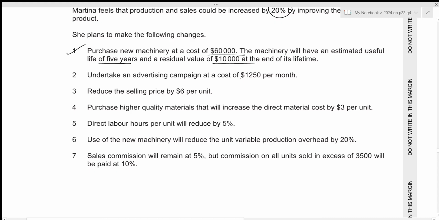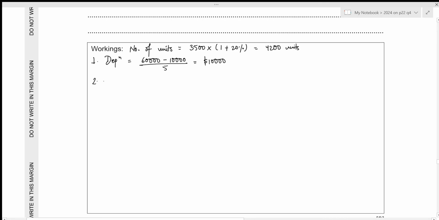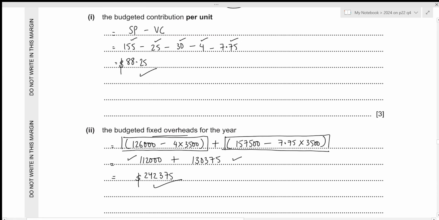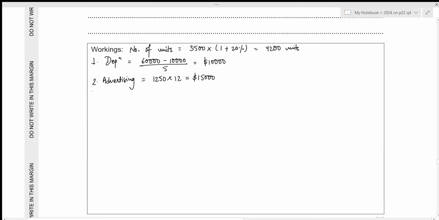Then undertake an advertising campaign at a cost of 1,250 per month. But we need the total advertising for the year. So we just need to multiply 1,250 by 12. So second is advertising: 1,250 times 12, which results in 15,000. Then we need to reduce the selling price by 6 per unit. Previously the selling price per unit was 155. Now we need to reduce it by 6. So the new selling price is just the previous price minus 6, which is 149.